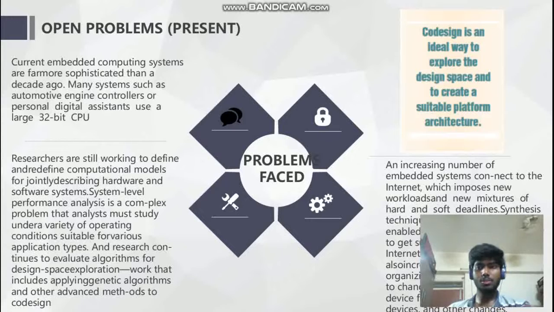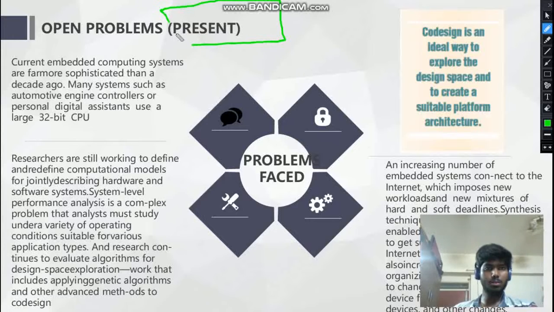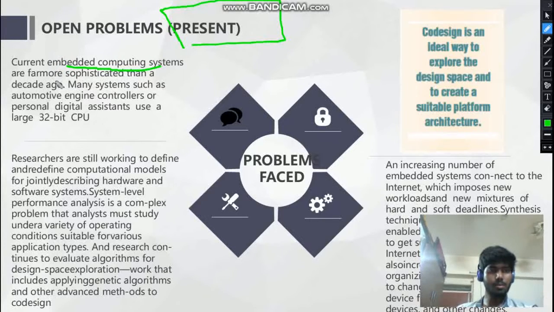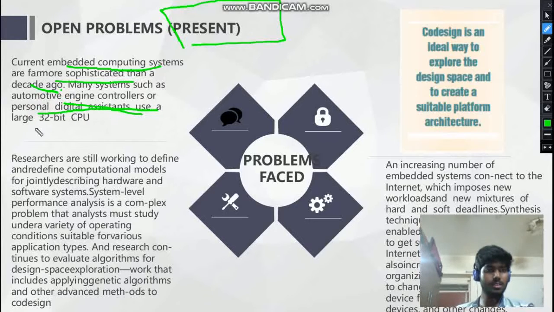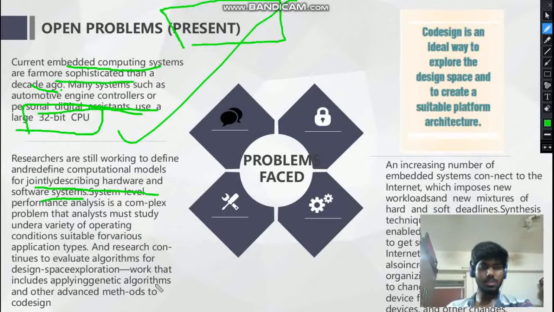So this is an important slide in which we are going to study the open problems presently in codesign. Current codesign systems are far more sophisticated than a decade ago, as we have reviewed through our research paper. Many systems such as automotive engine controllers or personal digital assistant systems use a large 32-bit CPU. So this is one thing. The second thing, researchers are still working to define and redefine computational models for jointly describing hardware and software systems. System level performance analysis is a complex problem that analysts must study under a variety of operating conditions suitable for various application types. So this is the second problem.